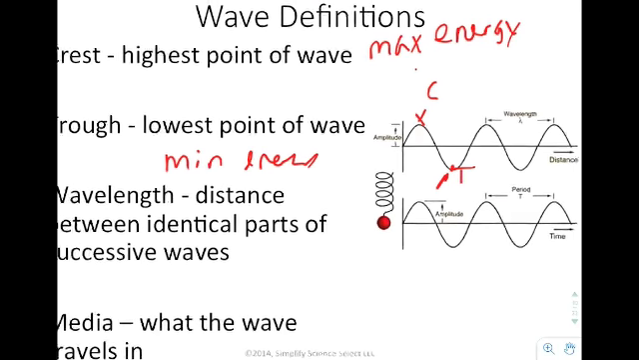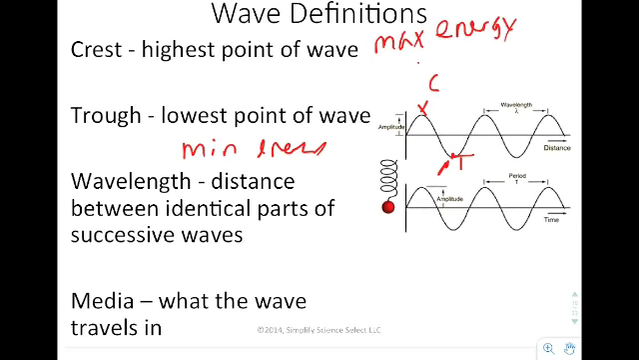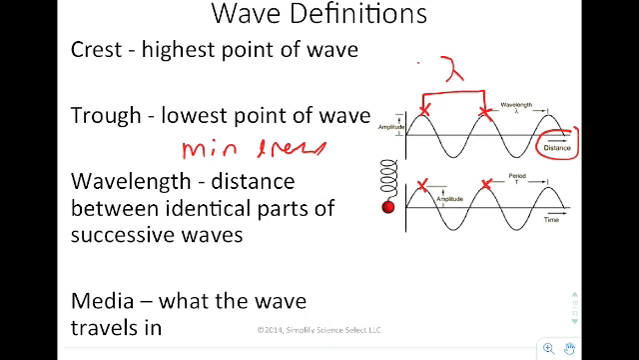A wavelength is very similar to the period, at least graphically. The wavelength is defined as how long or how far it is between identical points of successive waves. So remember on the period how we said, from here to here, the time it takes to go from there to there is the period. Well, if instead of time you had distance, this would give you the wavelength. That's the length between those two identical points.